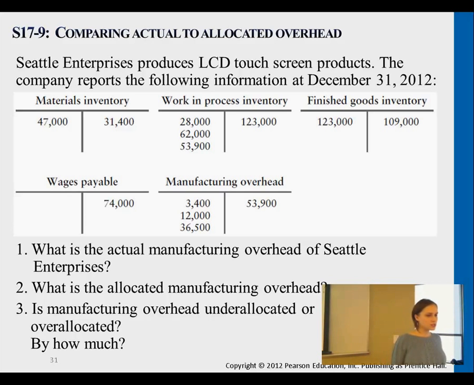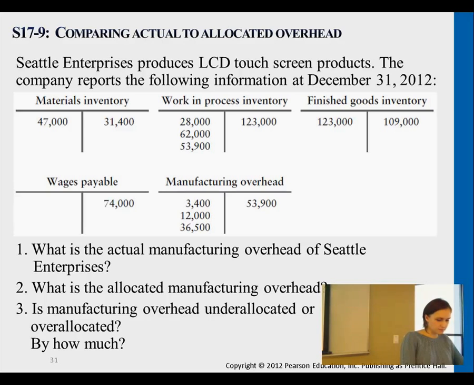We want to compare actual to allocated overhead. Seattle Enterprises produces LCD touchscreen products. The company reports the following information on December 31st, 2012. What we want to do is answer four questions. First, what is the actual manufacturing overhead of Seattle Enterprises? Then, the allocated manufacturing overhead, and is manufacturing overhead under or over allocated, and by how much?